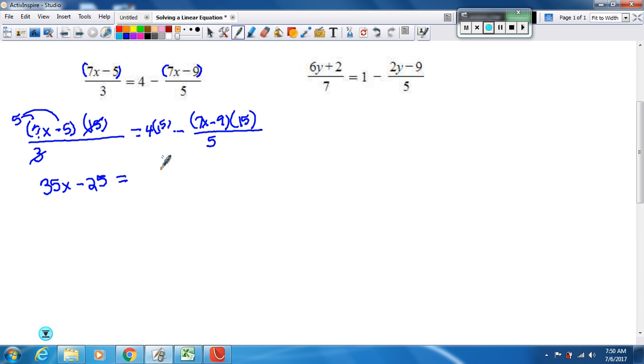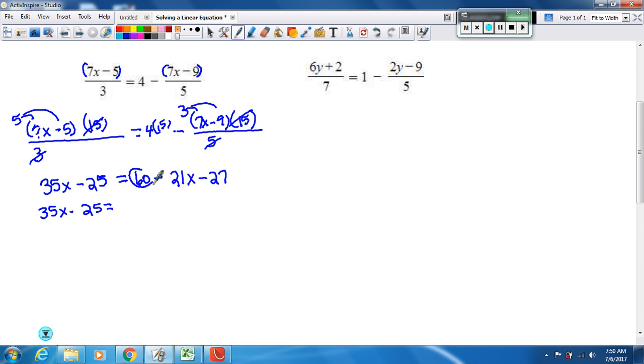Equals 4 times 15 is 60. Minus, divide first, 15 divided by 5 is 3, and then you multiply. 3 times 7x is 21x, and 3 times negative 9 is negative 27. In front of the equal sign, there's nothing you can do to put those together, so for right now, I'm just going to write them down like they are.